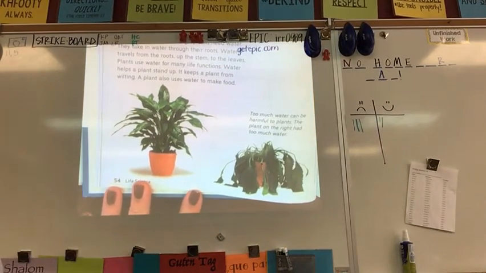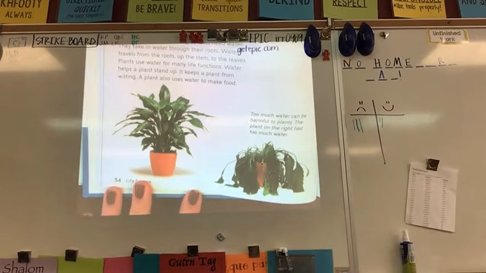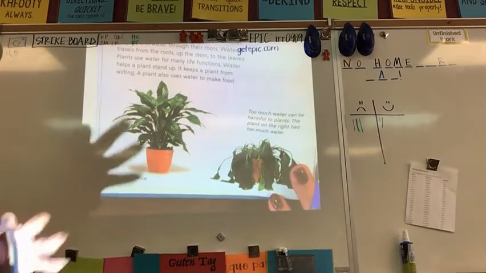They need water, but who would like to read this caption for me? Landon. Too much water can be harmful to plants. The plant on the right had too much water. Good. So when plants are not wet enough, they start to wilt. But if you give them too much water, it's like drowning them. And so they can't hold themselves up. They get so much water that they start just falling over like that too. They're dying. So they have to have the right amount of water. Capiche?